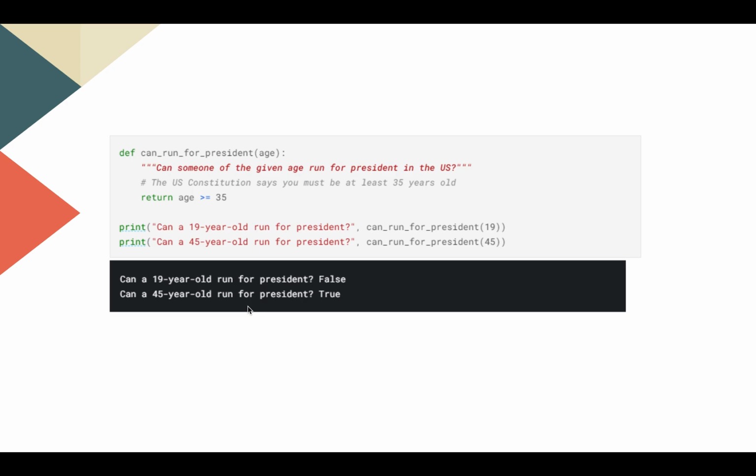And this is an example where the result of a function is a Boolean. The return value of the function can_run_for_president is a comparison operation. If age is greater than or equal to 35, the function would return true, and if not, false. We can see that it returns false for can_run_for_president(19) and true for 45 using the print function.